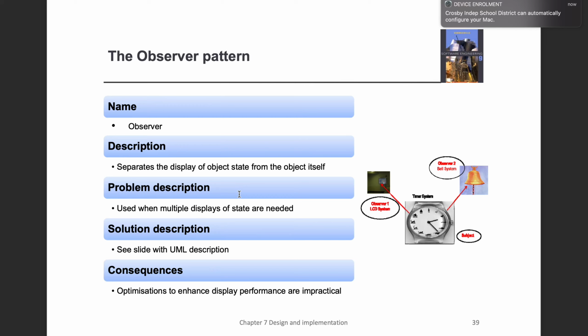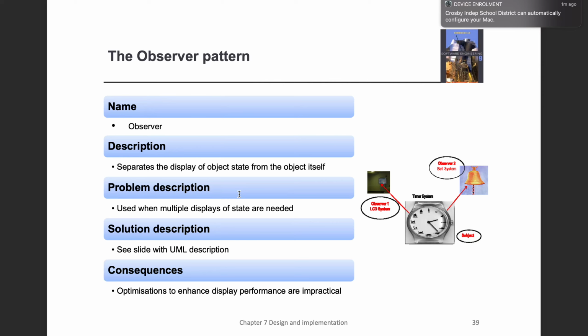Problem description: used when multiple displays of data states are needed. Let's say you have data of grades, and you say that if a student gets 40 it is A, 30 is B, 25 is C. That data is then displayed on a bar chart and a pie chart at the same time.